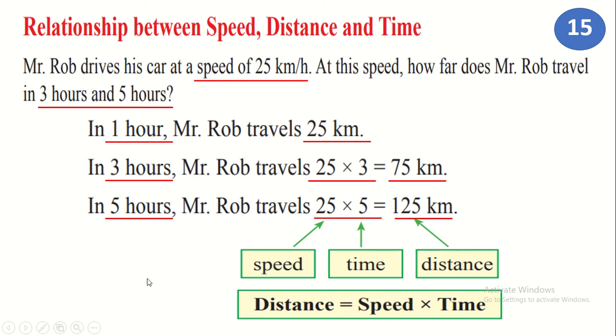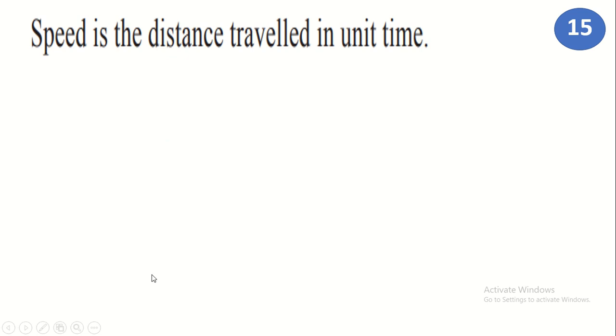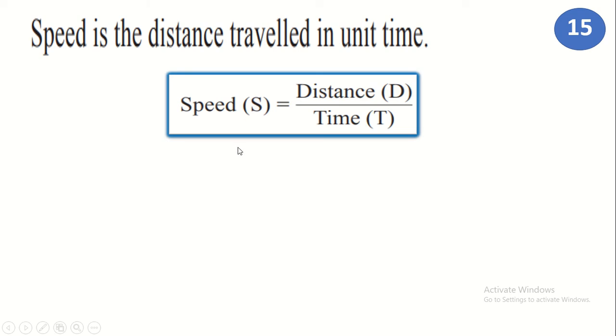Okay, students. Speed is the distance traveled in unit time. This is the definition of speed. You have distance and the time. This is the formula to get the speed. Speed is letter S, distance is letter D, and time is letter T.